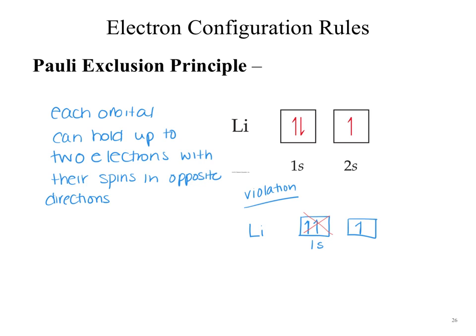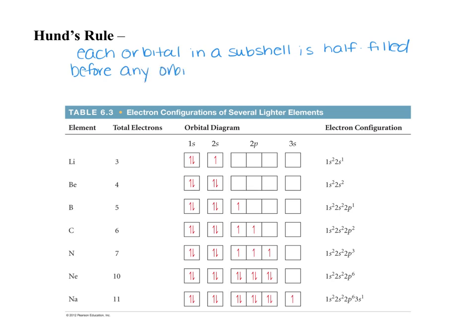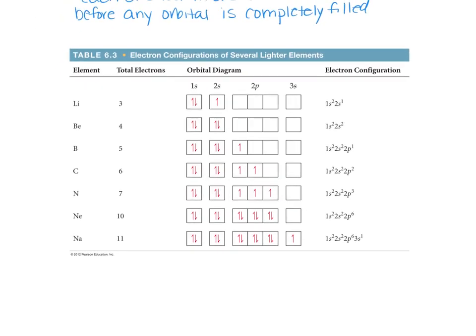The next rule is Hund's rule. That says that each orbital in a subshell at a certain energy level is half filled with 1 electron before any orbital is completely filled. So what does that mean? I want you to look here.